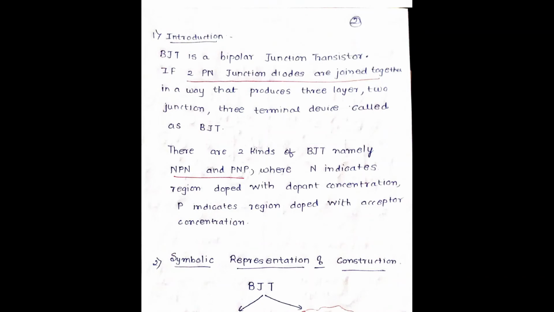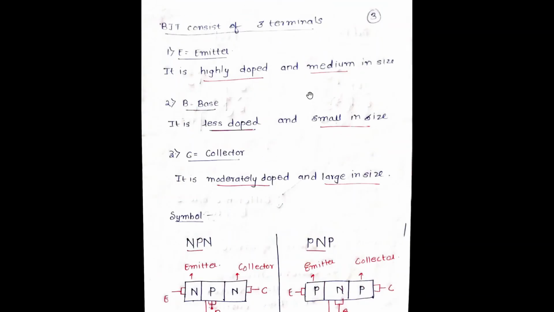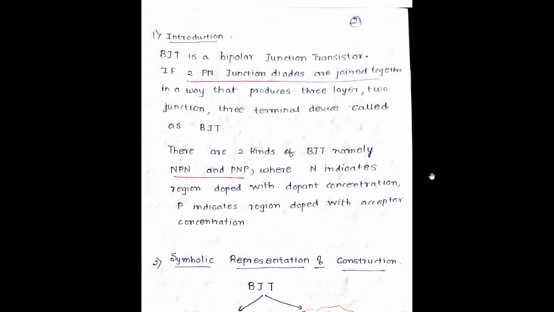So basically BJT is a bipolar junction transistor having two PN junction diodes joined together. It has two regions, that is the N and the P, and the terminals are E, B, C. The E is the emitter, B is the base, and C is the collector. E is highly doped and medium in size, B is less doped and small in size, C is moderately doped and large in size. And when I talk about doping, remember that if it is an N kind of doping, it is donor concentration. If it's a P region, it's acceptor concentration.